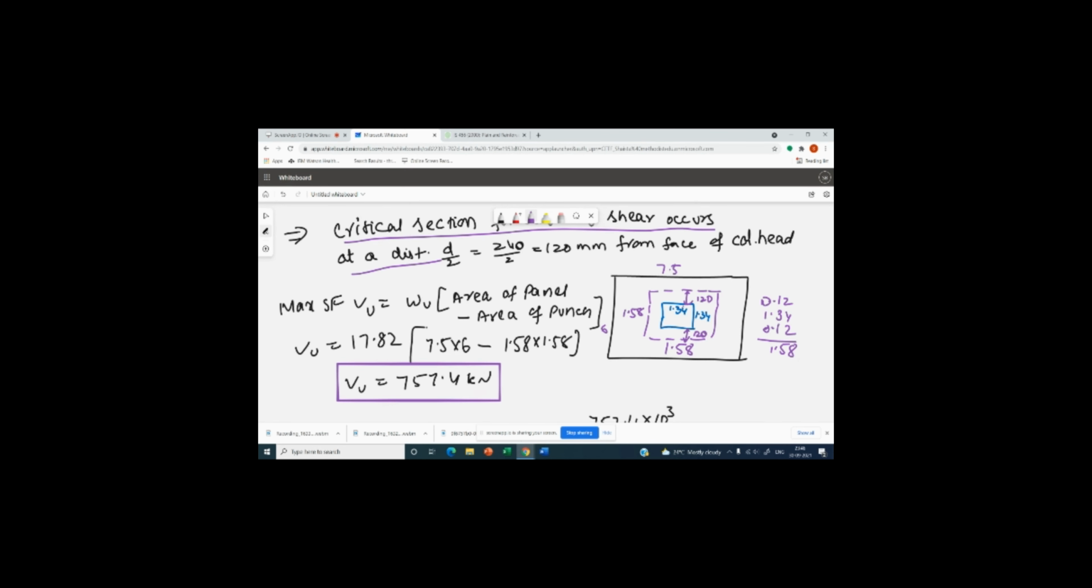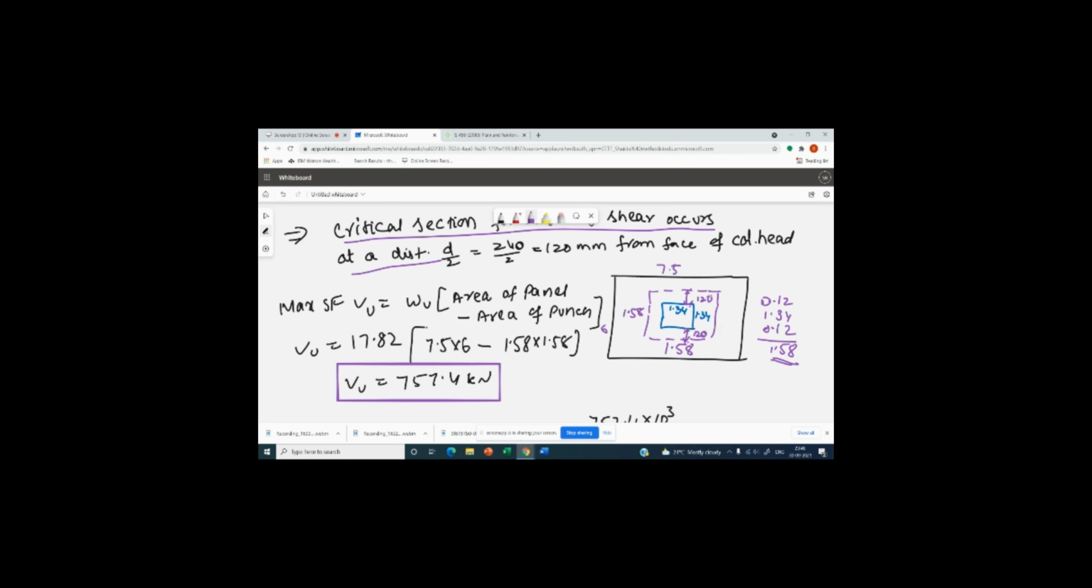Okay. So this is at a distance d by 2, that is 120 mm, from the column head. So this will be the punch. So 0.12, 1.34, 0.12. So the total size of the punch will be 1.58 by 1.58. A punch means a hole. So when the slab fails due to punching shear stress, a hole of this size will be forming in the flat slab. So this is the hole or the punch.